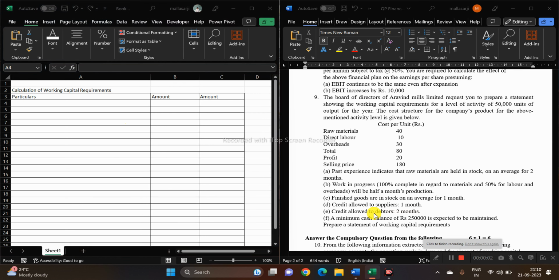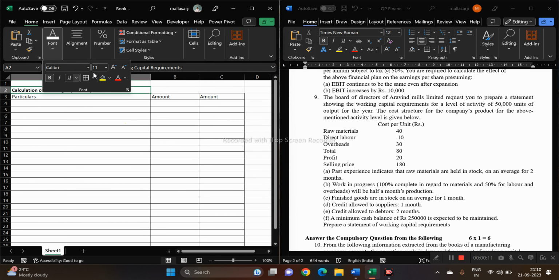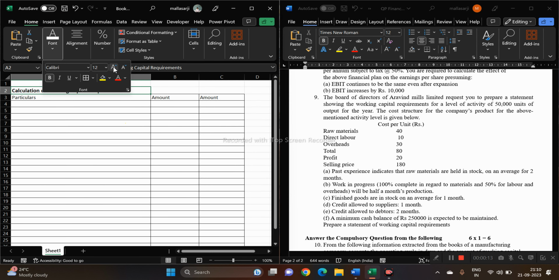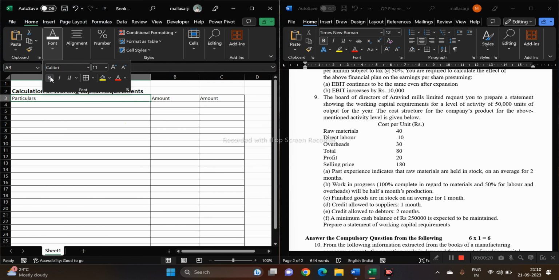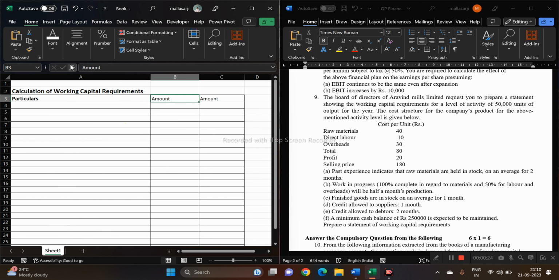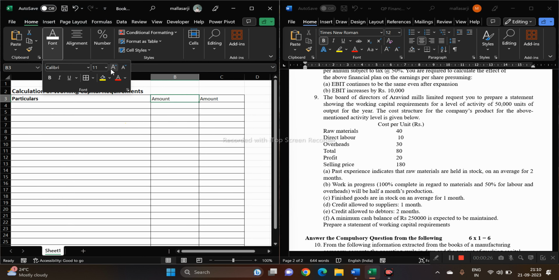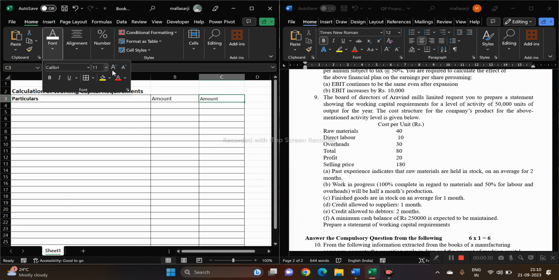Students, now I am going to solve the problems on working capital requirements. So here is the format. I just prepared the format and we are going to solve the problems on working capital requirements. To prepare the working capital requirements, we require three columns. First column is particulars, second column is amount, and third column is amount. So this one is an inner column and one is an outer column.